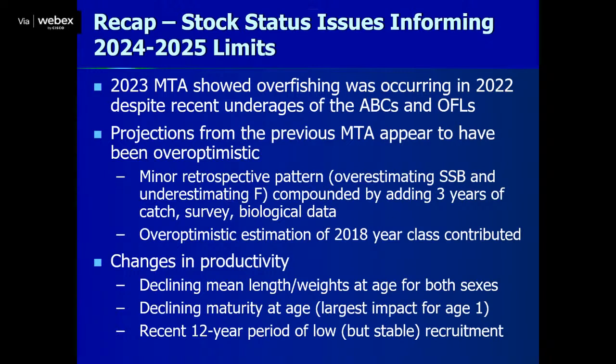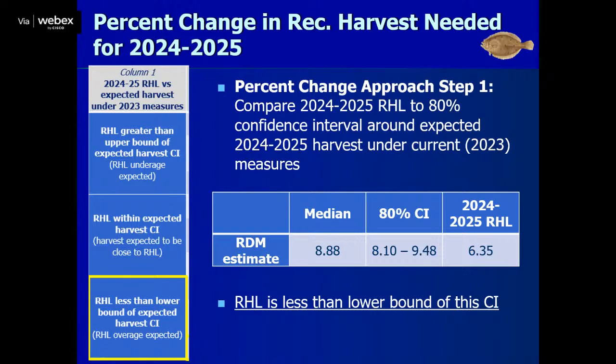There was an over-optimistic estimation of the 2018 year class, and then there have been some changes in productivity for summer flounder observed in the assessment, including declining mean length and weights at age for both sexes, declining maturity at age, and a recent 12-year period of low but stable recruitment. So this is just a reminder that there are some stock status issues that led to a large cut in the OFL and then the resulting catch limits for this fishery. And that's why we got to this harvest limit for 2024 and 2025. That's substantially lower than what we have this year.